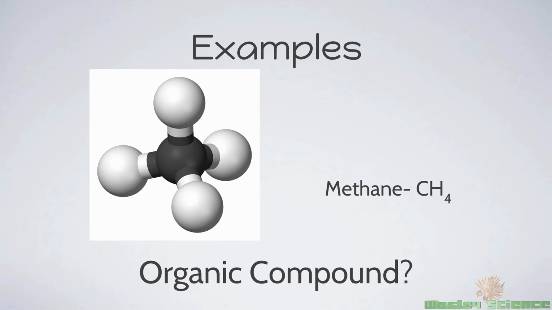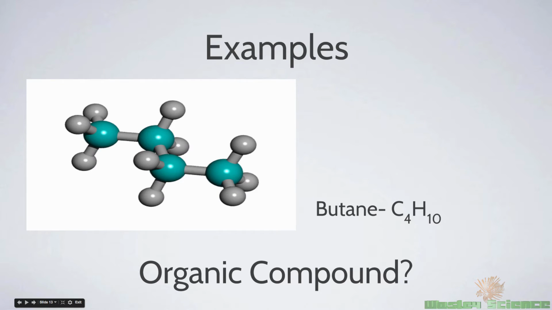We have methane here, CH4. Is this an organic compound? The black part in the middle represents the carbon, and the four white spheres represent those four hydrogens. Yes, that is an organic compound. Let's look at another one. We have butane, C4H10. You have four carbons here, which are the blue spheres, and the gray spheres are the 10 hydrogens. Is this an organic compound? Yes, it is, because it contains carbon and hydrogen.